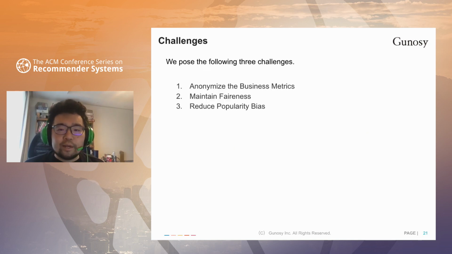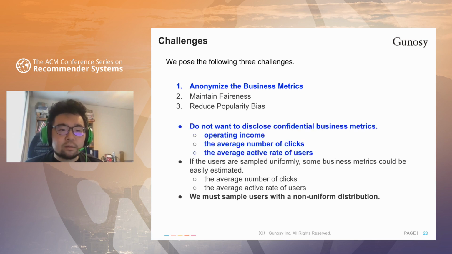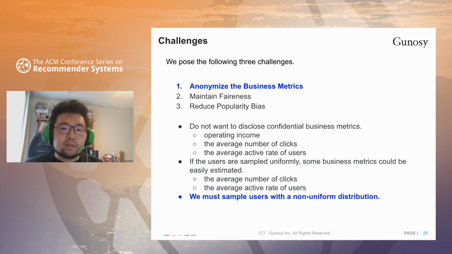We pose the following 3 challenges to publish a dataset. The first challenge is to anonymize business metrics. We don't want to disclose confidential business metrics. If the users are sampled uniformly, some business metrics could be easily estimated. We must sample users with a non-uniform distribution.